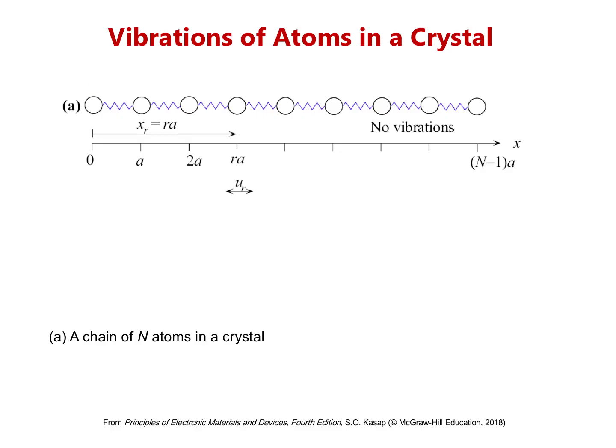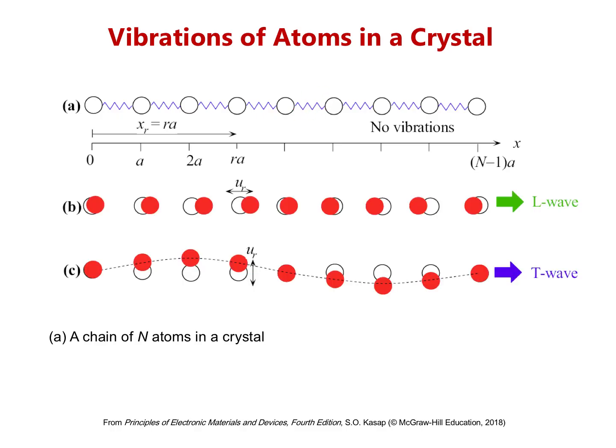The position of the atom in the x direction can be described as integer multiples of the lattice constant a. For example, the position of the rth atom, x sub r, is r times a from the 0th atom. We will model the interatomic forces between the atoms simply as springs. When the atom vibrates, it moves off its equilibrium position with a displacement vector u sub r.